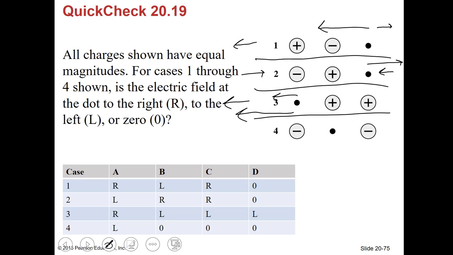At the dot, I'm looking at case 4, at the dot, because of the negative charge, it's this way because it's toward a negative charge. Because of the right negative charge, it would be this way. This one actually cancels out, and we get 0. So let's see, we have left, right, left, 0.